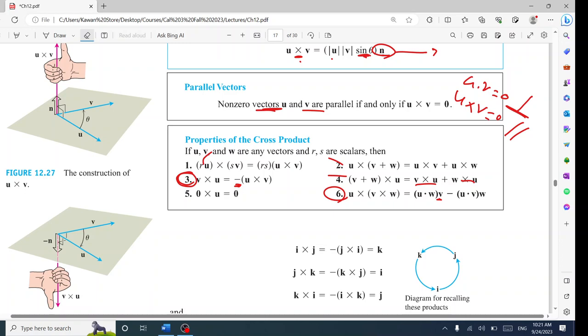Generally speaking, cross will give you the vector. The cross product between two vectors, the result will be a vector. But how about dot? We say it is a scalar number. So careful. Good.